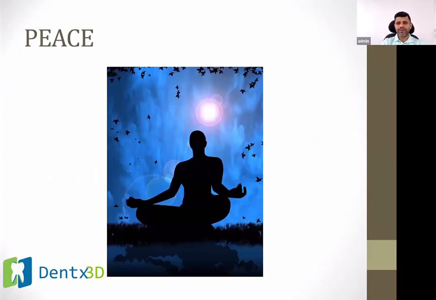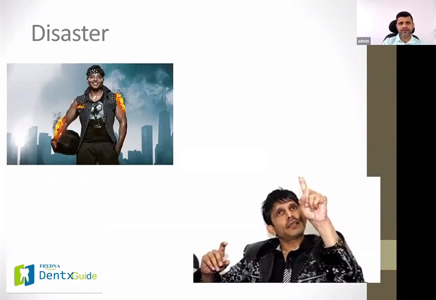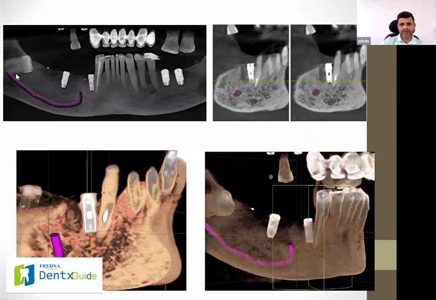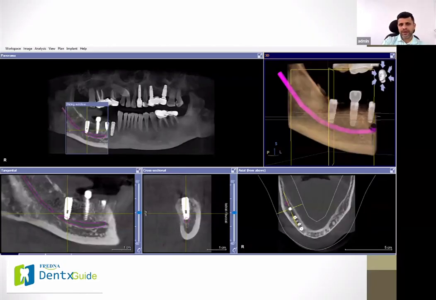So we all want to live a peaceful life, a life free of disasters. There are certain disasters which we couldn't avoid in our life, but few which we definitely can. For example, if you see this image, this implant is touching the root, which could have been avoided. The purple part is the nerve canal, and the implant is impinging on the nerve canal, which also could have been avoided, right?